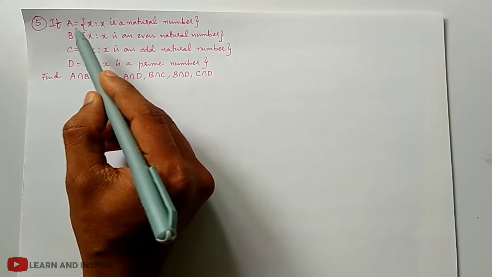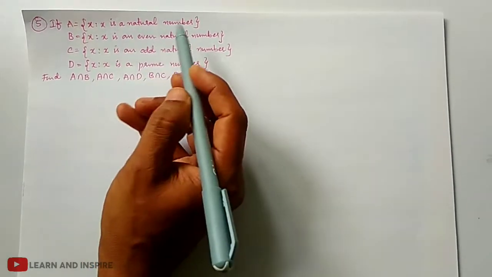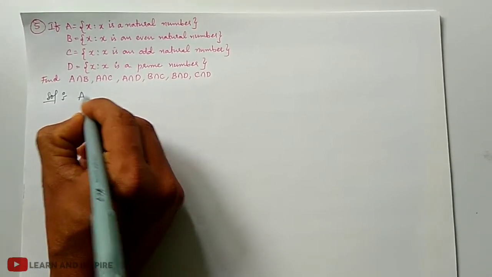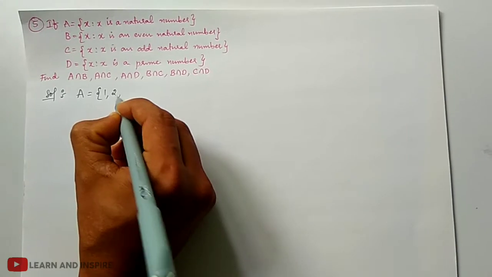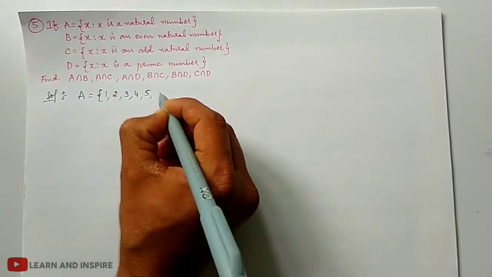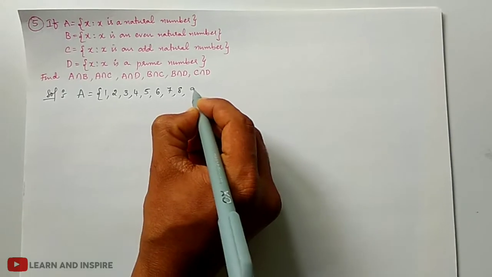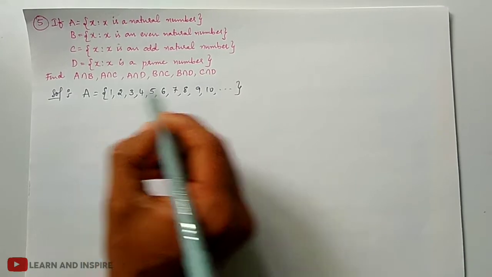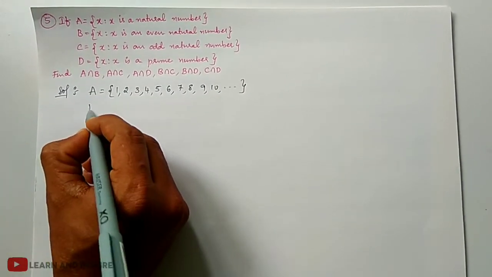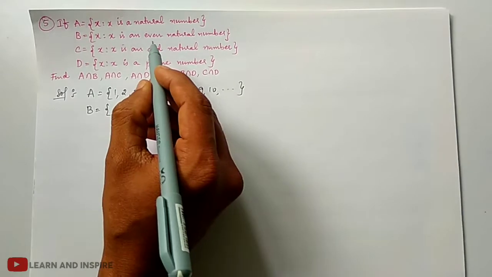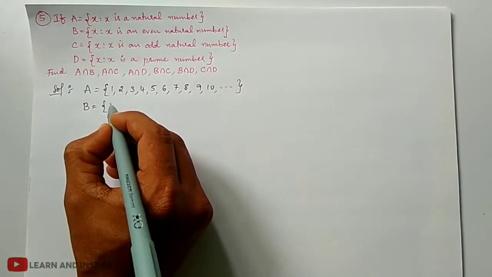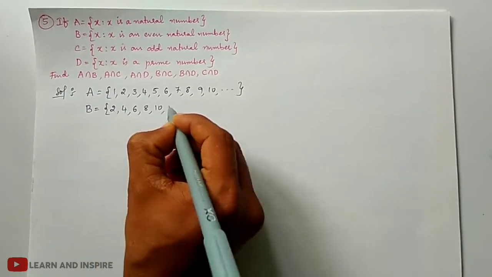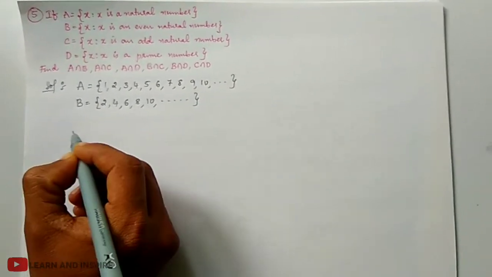First we write the sets of these 4 properties. Set A is {x such that x is a natural number}, so we write natural numbers: A equals 1, 2, 3, 4, 5, 6, 7, 8, 9, 10, and so on. We write up to 10. Now set B, x such that x is an even natural number. Even numbers start from 2, 4, 6, 8, 10, and so on. So this is set B.